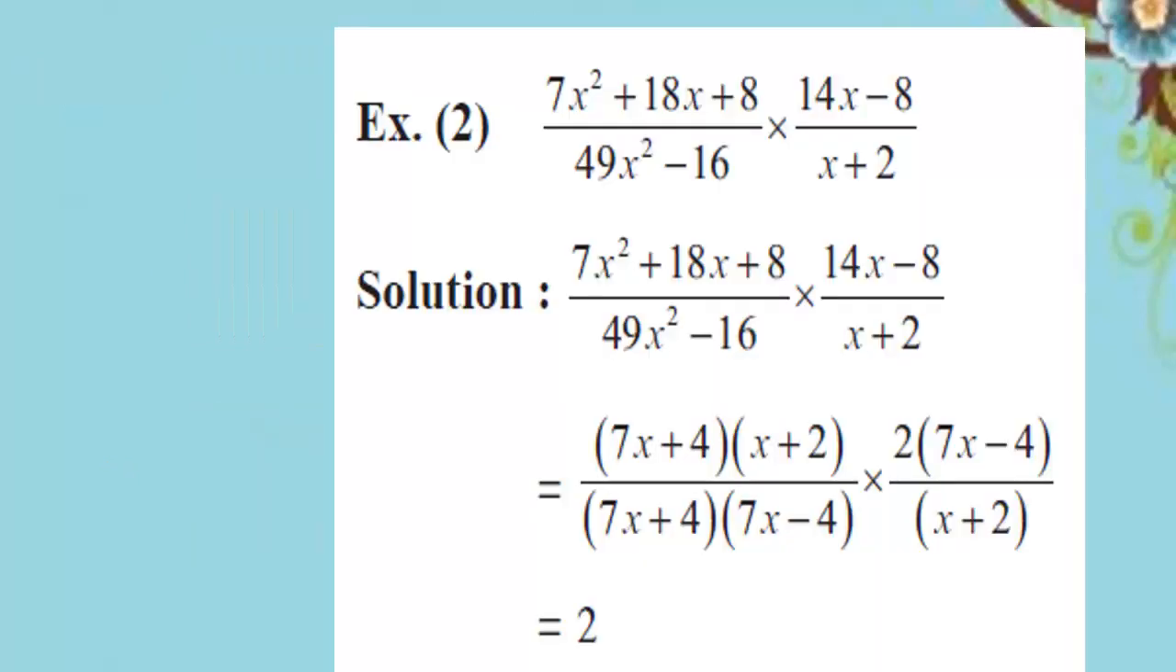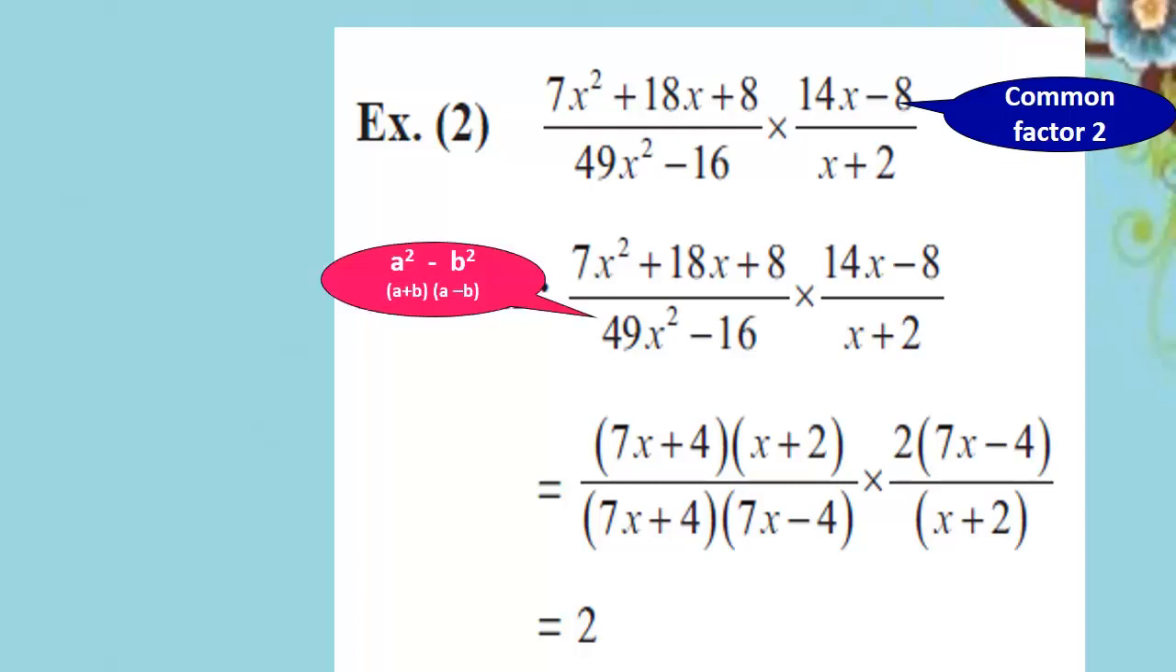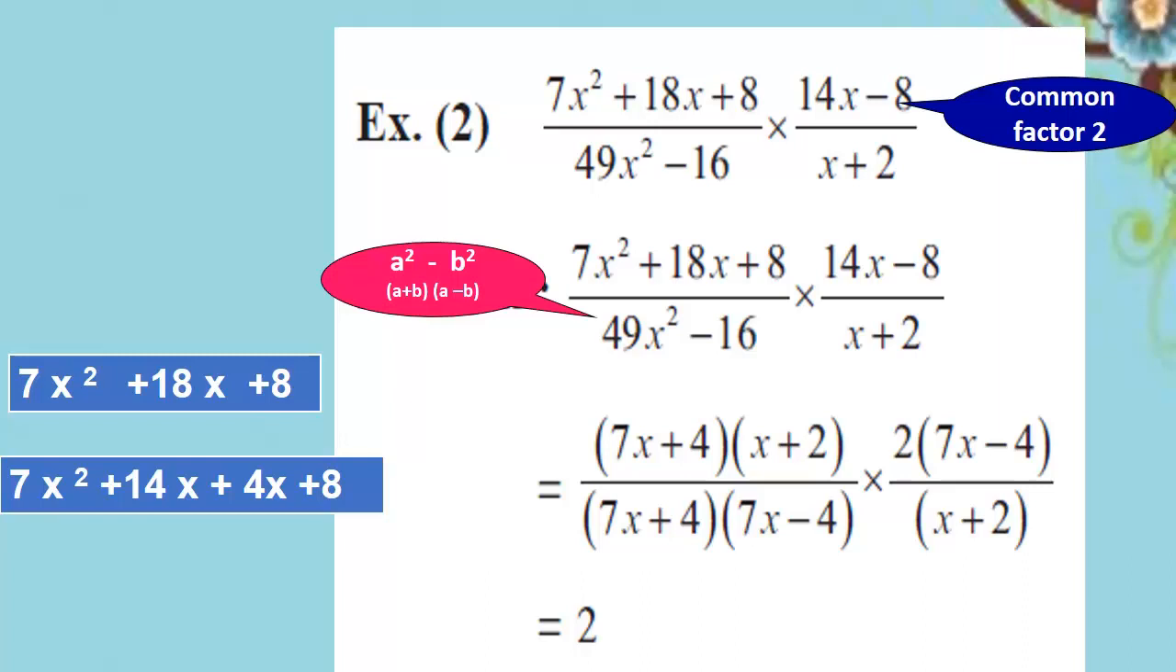Okay. Next sum is (7x square plus 18x plus 8) upon (49x square minus 16) into (14x minus 8) upon (x plus 2). Let's understand first, children. 14x minus 8, here the common factor is 2. So if you take out 2, you will get 7x minus 4. Now 7x square plus 18x plus 8 is nothing but ax square plus bx plus c. So with 7 times 8 as 56, the factors are 7x square plus 14x plus 4x plus 8, and hence the common factors are 7x plus 4 and x plus 2.